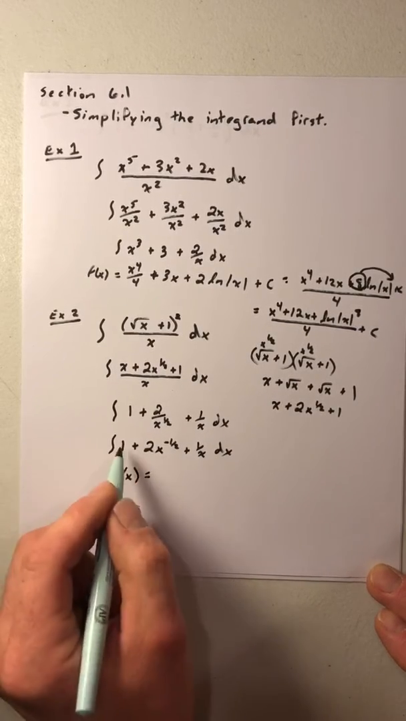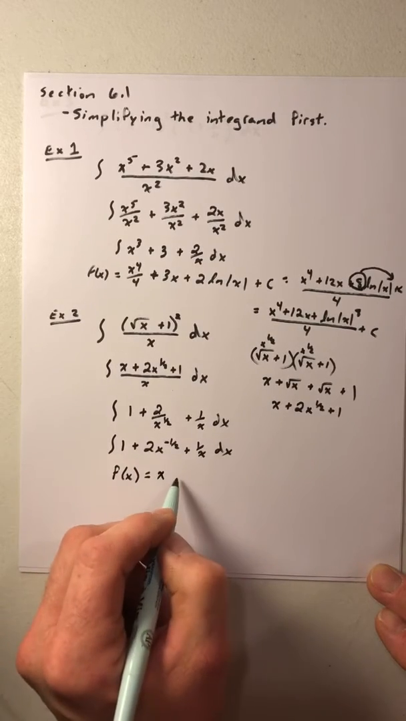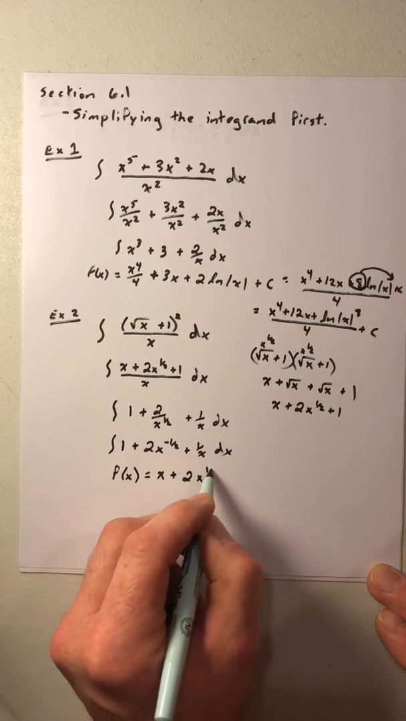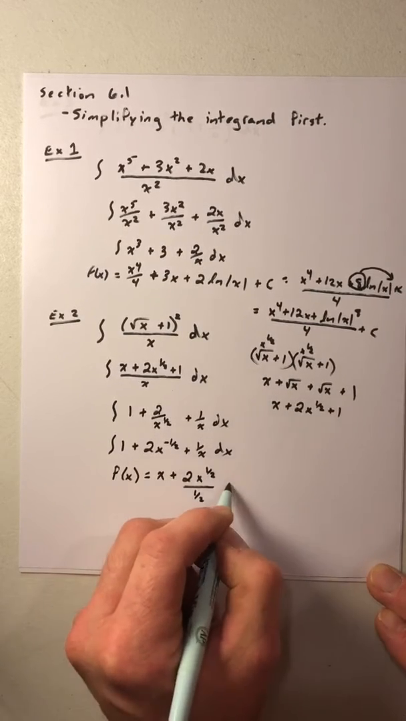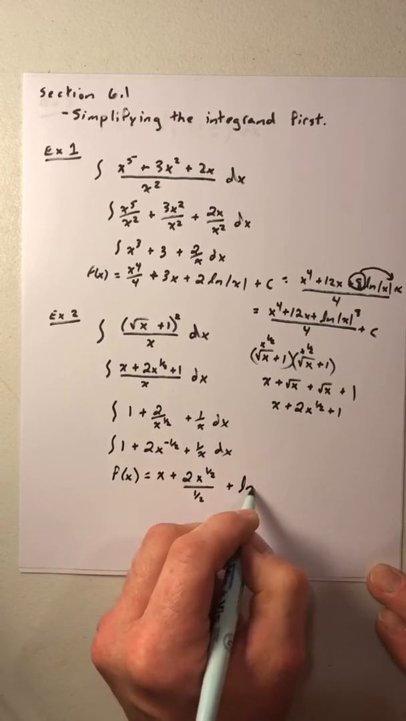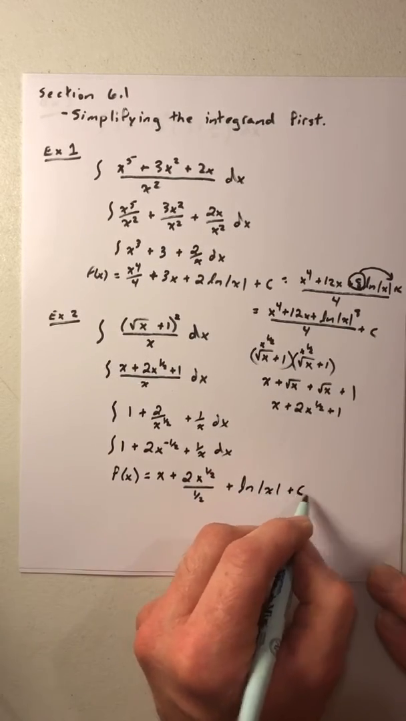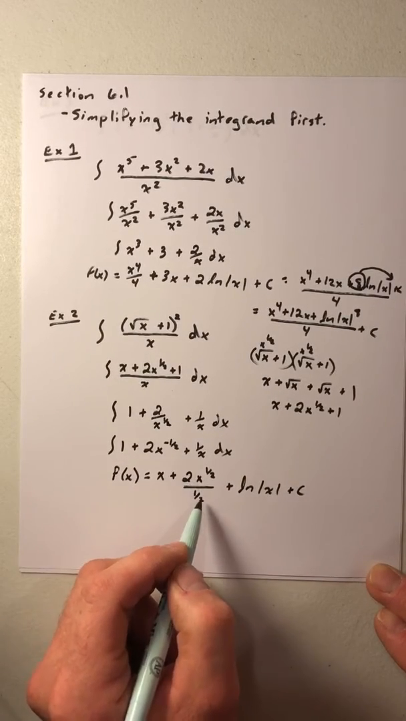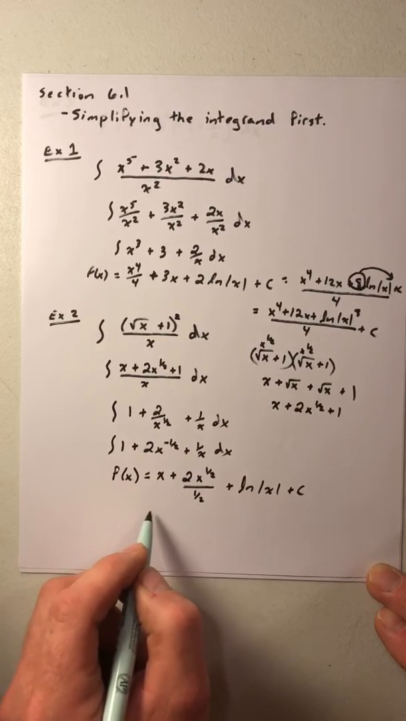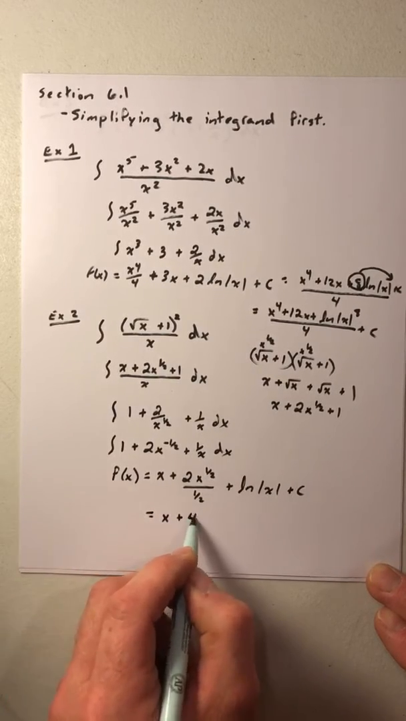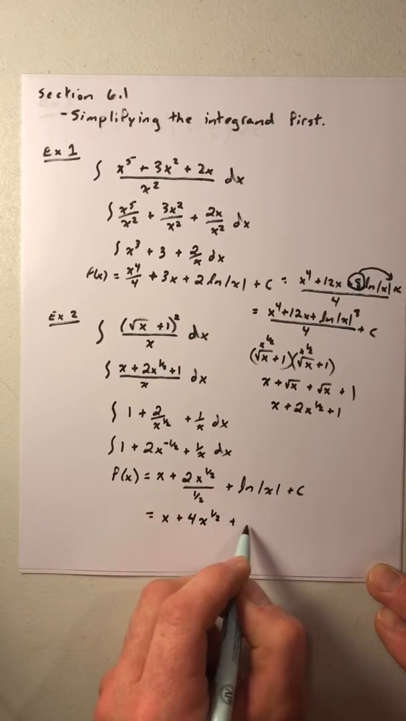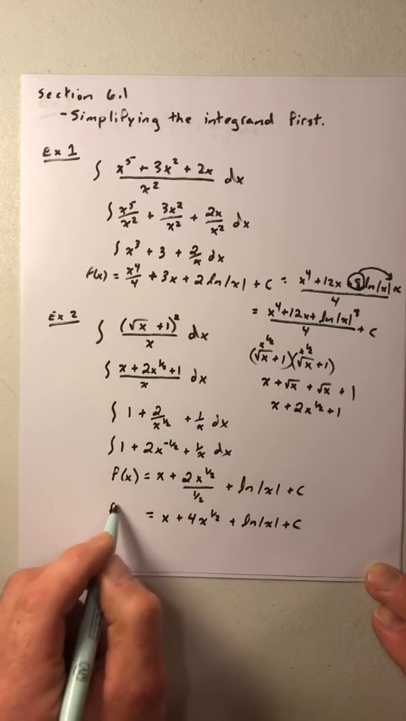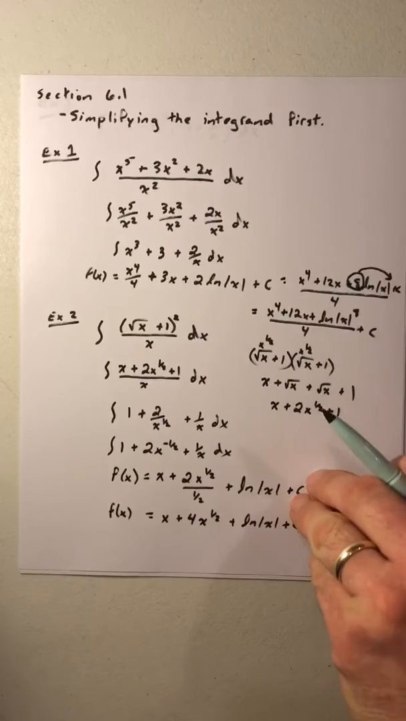Gives us our f of x equal to integration of 1 is x plus the integration of 2x to the 1/2. That's going to give us 2x to the 1/2 divided by 1/2 plus the integration of 1 over x is the natural log of the absolute value of x plus c. We can clean up this fraction, 2 divided by 1/2. We can multiply by the reciprocal. So we get x plus 4x to the 1/2 plus the natural log of the absolute value of x plus c. And that gives us a nice, clean final answer.